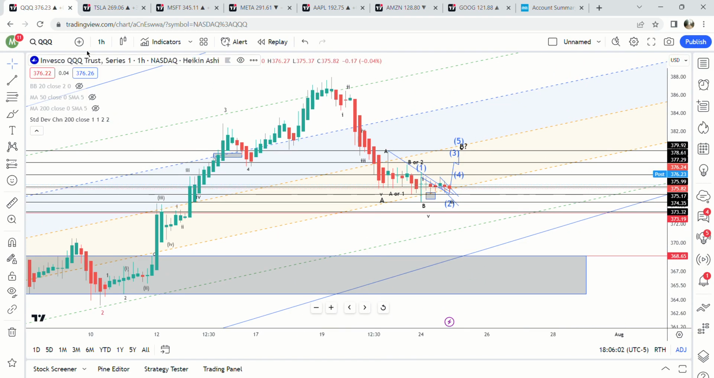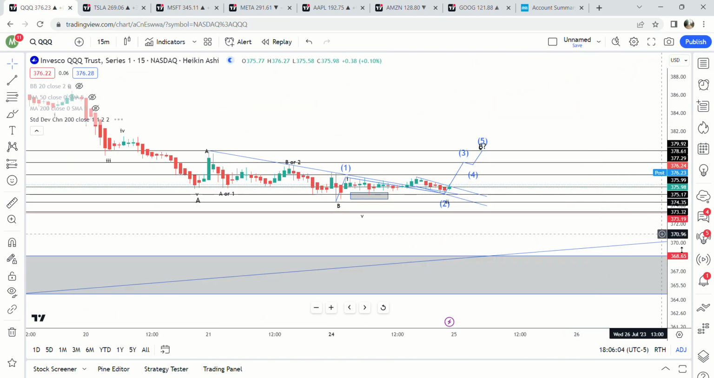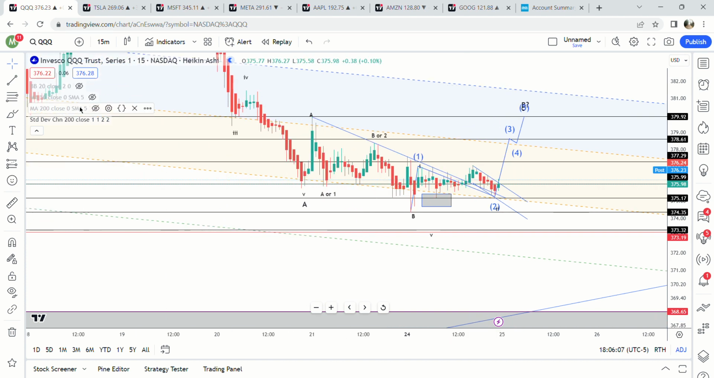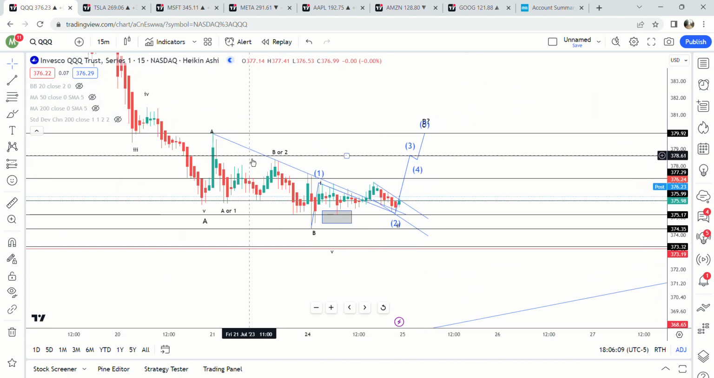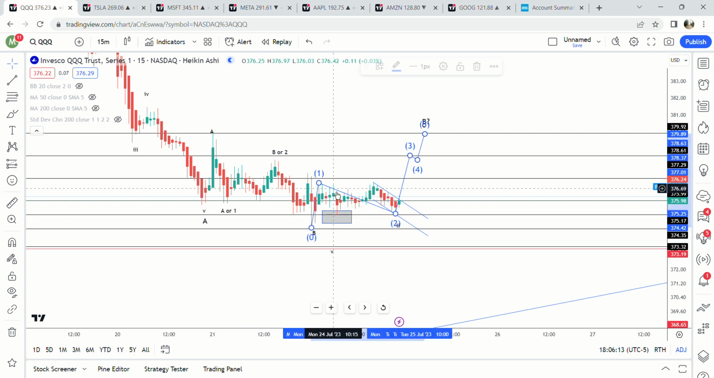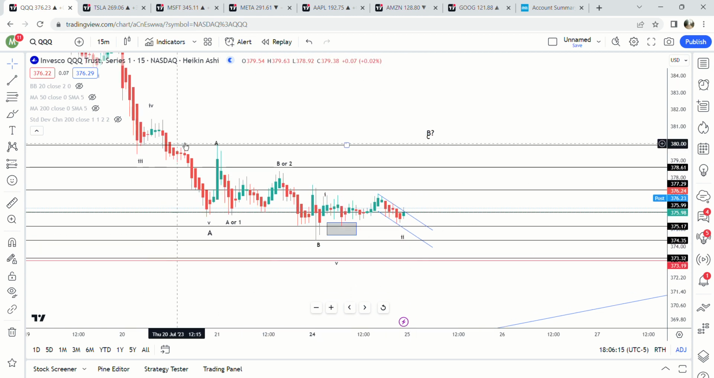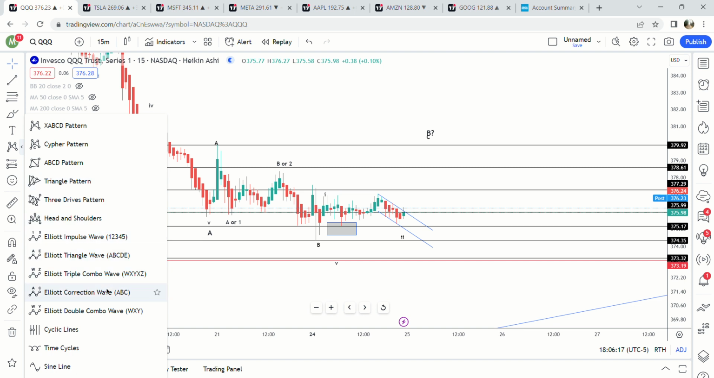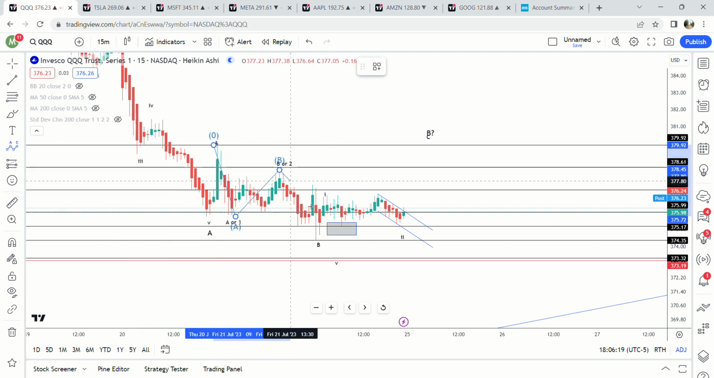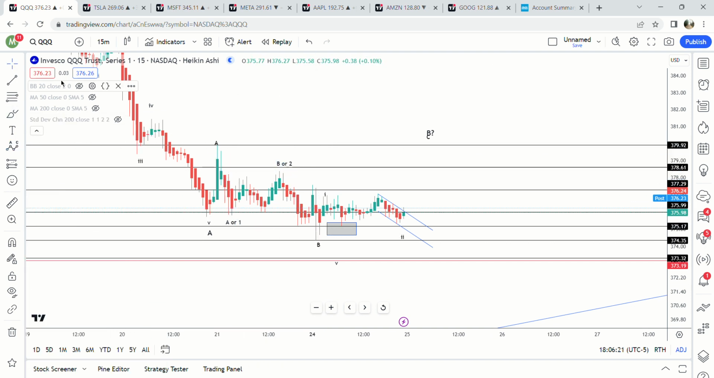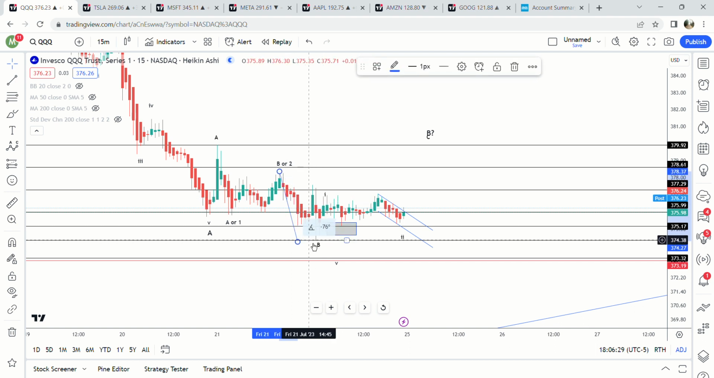QQQ. To me, this is what I see. Pull this up. I see this as now A, and then we get this move right here. It looks like ABC to me. And you can verify that just using this right here. Comes right down to it. So I think that's an ABC move.